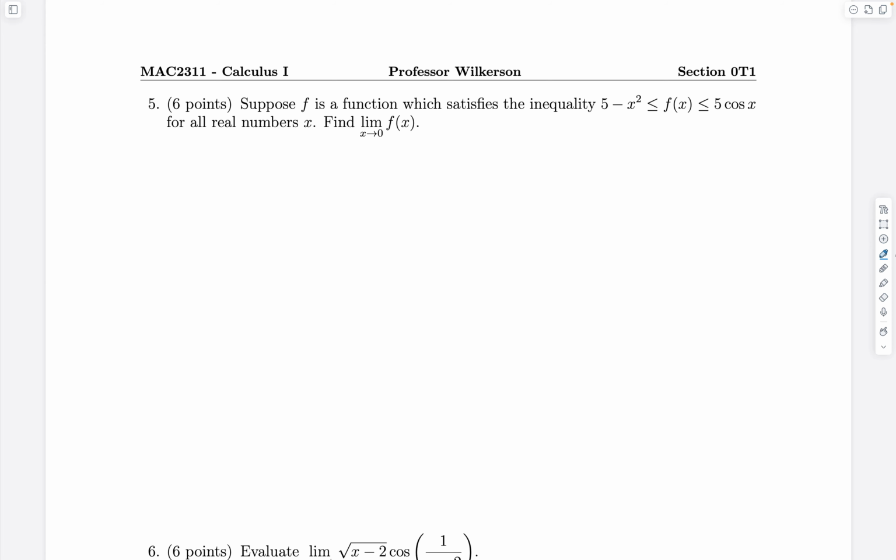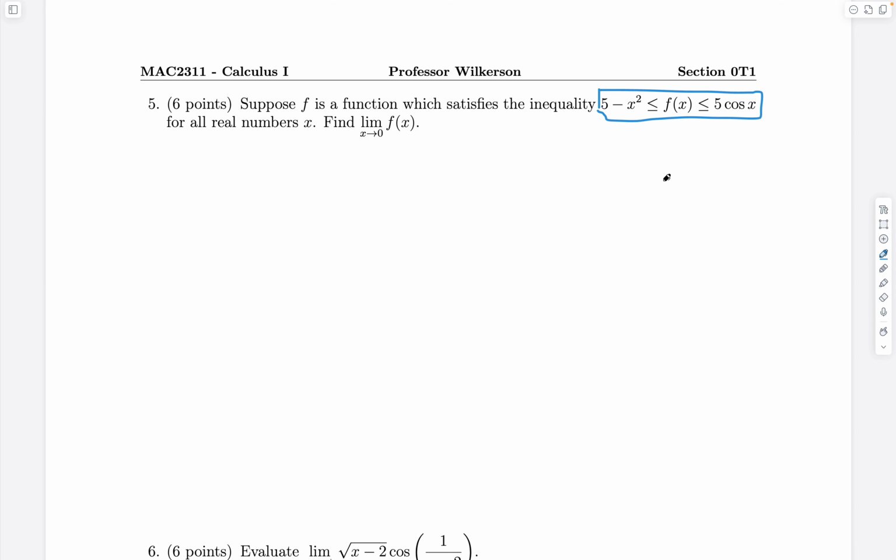Question 5 here is asking us to consider some function that is going to satisfy the given inequality. 5 minus x squared is less than or equal to f of x, which is less than or equal to 5 cosine x. So if this is true for all real values, the question wants us to determine what the limit as x approaches 0 of f of x is going to be.